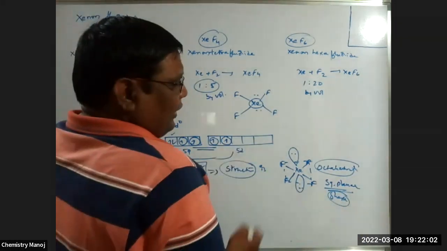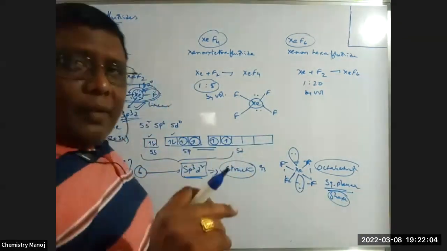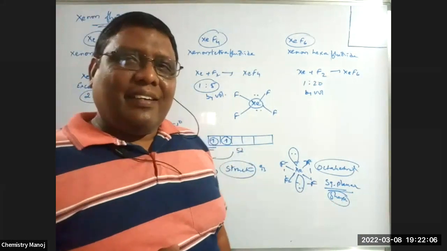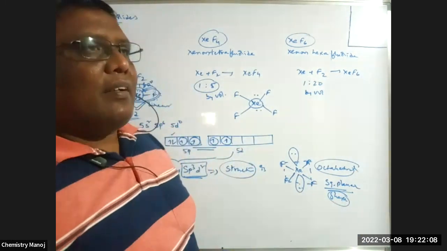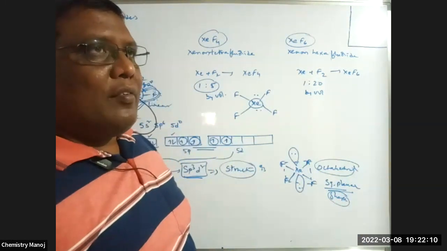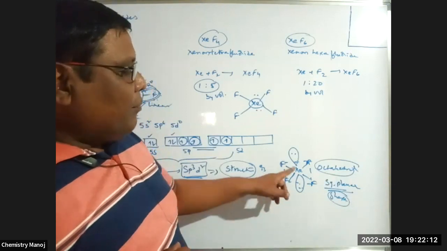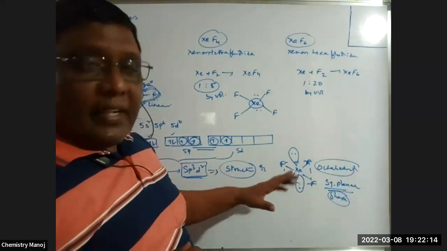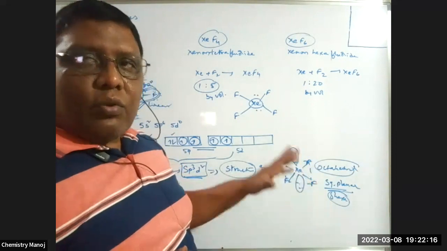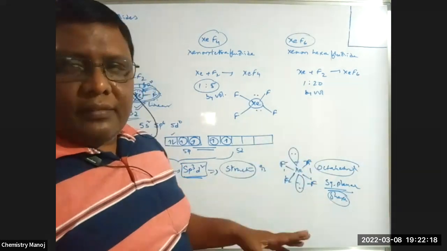Now see here. In XeF4, how many planar atoms are there? 5, because xenon and 4 fluorines are in the same plane. The total number of planar atoms is 5.